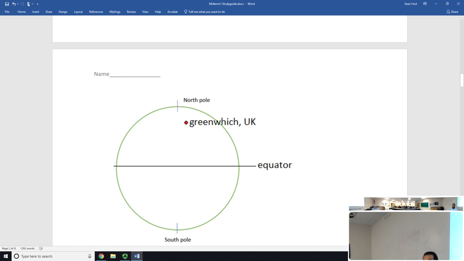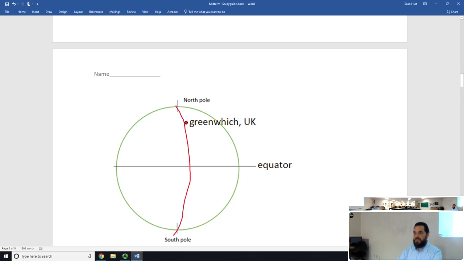Now the prime meridian has to go through Greenwich, but it also has to go through every pole. A lot of people did this. Is that right? No, that's not right, because it doesn't go through the pole. So it has to be a nice curving arc like that. It doesn't have to be perfect, but it does have to go through Greenwich and through each pole. So that's the prime meridian.